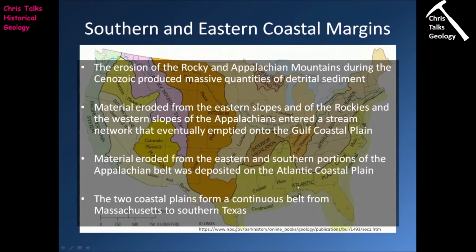And so a lot of the sediment's going to be dumped down here along the northern margin of the Gulf of Mexico. Material eroded from the eastern and southern portions of the Appalachian Highlands is deposited essentially along the Atlantic coastline. So the two coastal plains, the Atlantic coastline and the Gulf Coast, essentially form a continuous belt that stretches from Massachusetts all the way down to southern Texas.